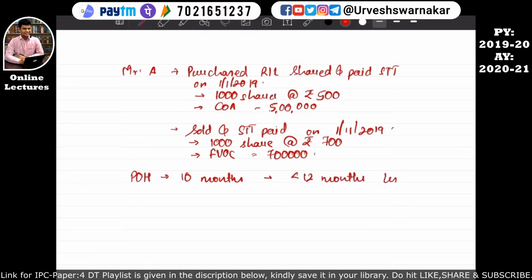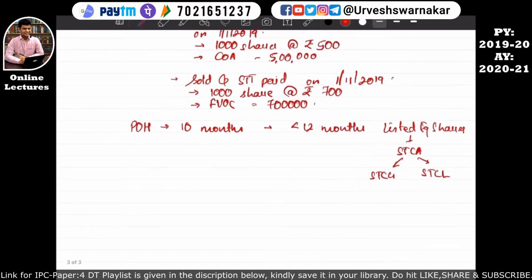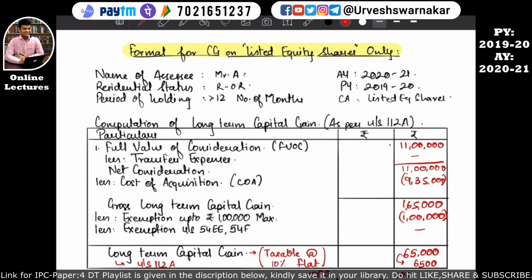So this listed equity share is a short-term capital asset. On this, short-term capital gain or short-term capital loss can be derived. I hope this is quite clear. So let's calculate whether there will be a short-term capital gain or a short-term capital loss. So come into the format book.